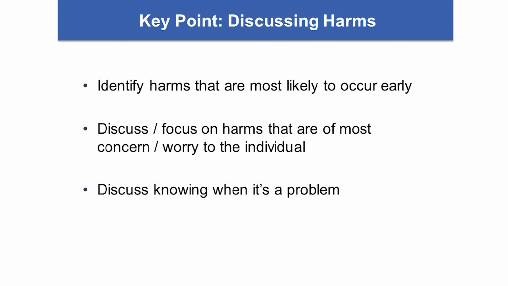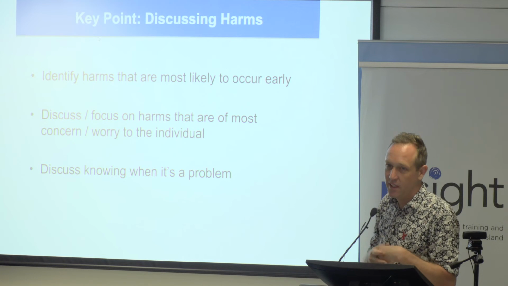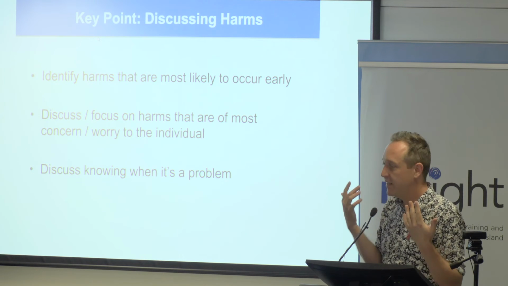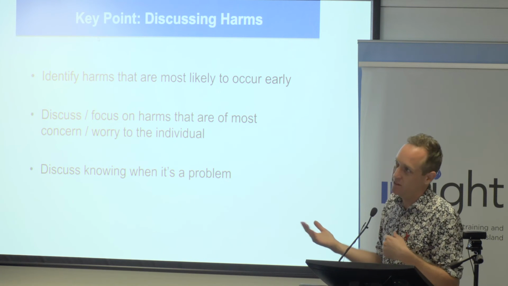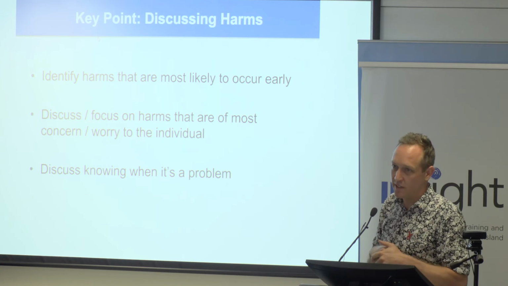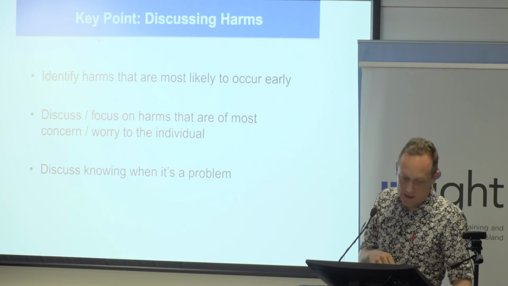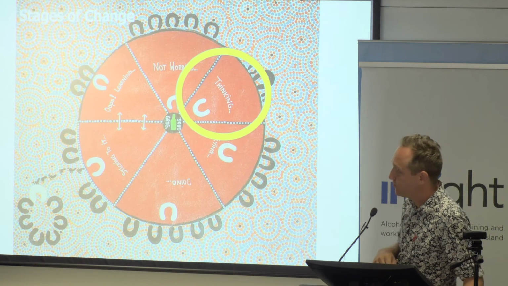Again, we want to make sure that we identify harms that are most likely to occur early. Generally, ones that affect appearance or performance are most important to people. Long-term chronic disease or organ failure doesn't tend to resonate with a 16-year-old methamphetamine user who's probably more concerned about skin, teeth, inability to get erections. That sort of thing is probably more likely to have an impact, and discussing when it's a problem.